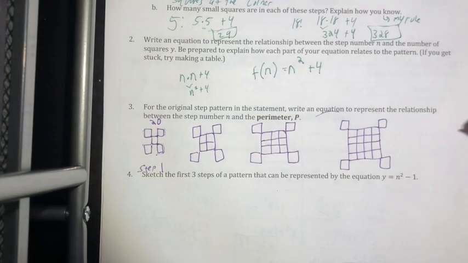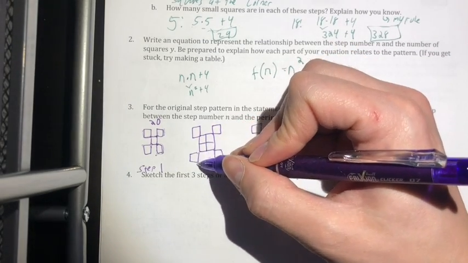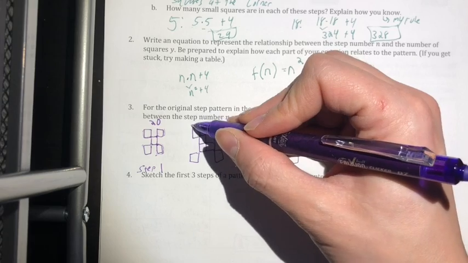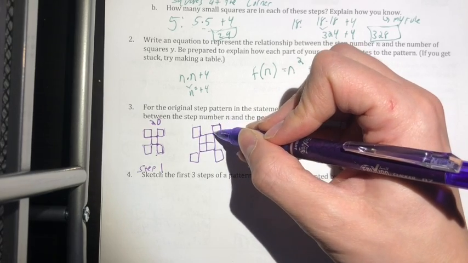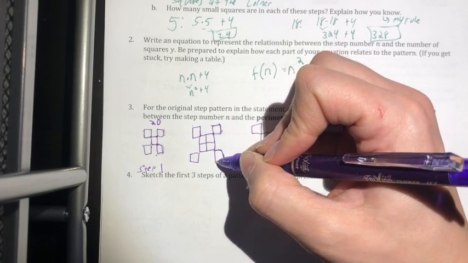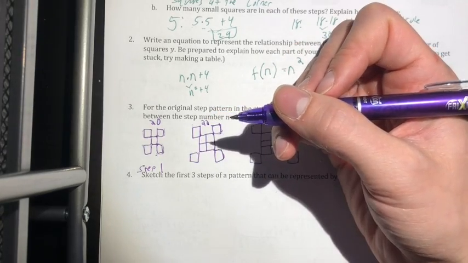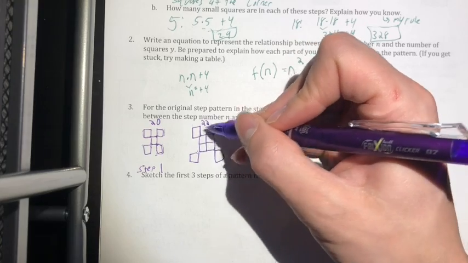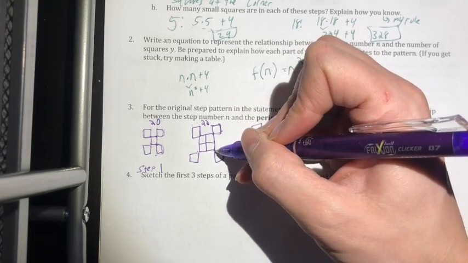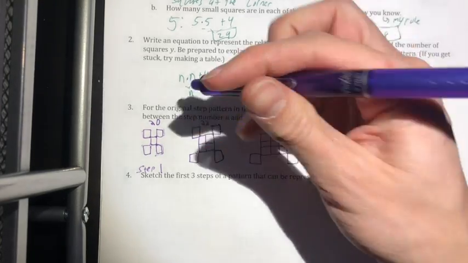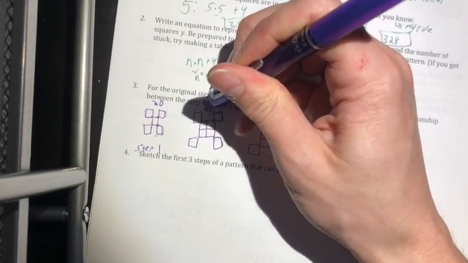All right. Step 2. Our perimeter is, let's see, 1, 2, 3, 4, 5, 6, 7, 8, 9, 10, 11, 12, 13, 14, 15, 16, 17, 18, 19, 20, 21, 22. Okay. Wait, is that even right? No. 4, 4, 4, 4, 16. It's 24.